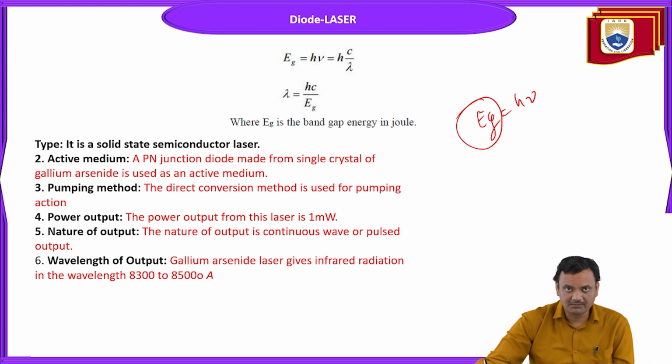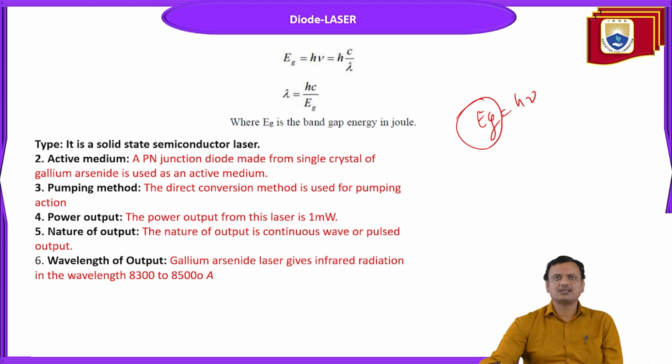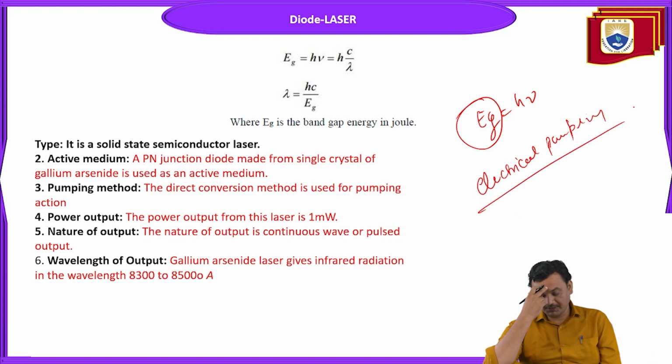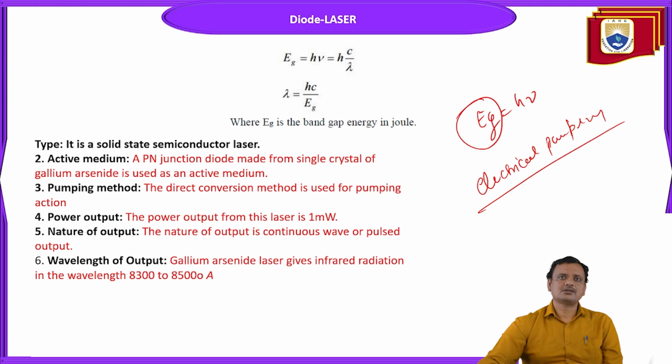Here the laser has several components. So what is the active medium? The PN junction diode is an active medium made from a single crystal of gallium arsenide. What is the pumping mechanism here? Electrical pumping will be used. You will bias the available PN junction diode.